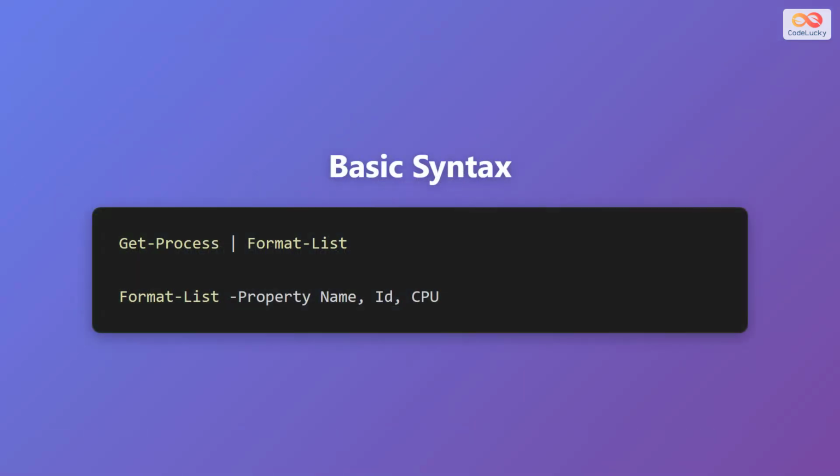The basic syntax for format-list is straightforward. You can pipe any cmdlet output directly to format-list, such as get-process pipe format-list. You can also use the property parameter to specify which properties you want to display. For example, format-list property name, id, CPU will show only those three properties. This gives you control over exactly what information you want to see.